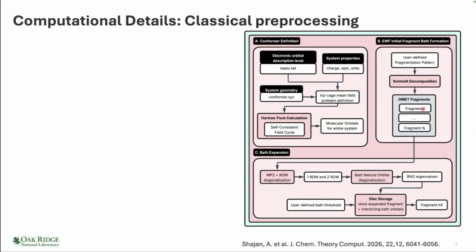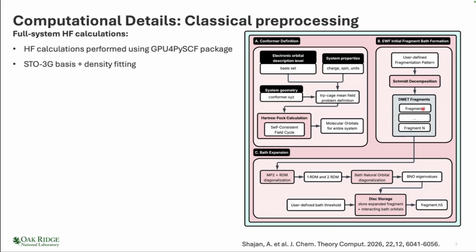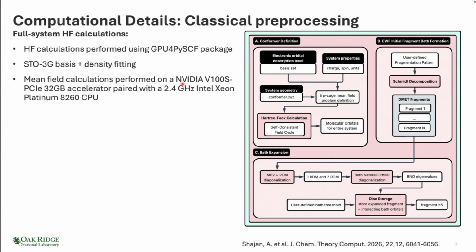So here's some more discussion of the starting of our algorithm, where again, we'll perform a full system Hartree-Fock calculation. They used the GPU for PySCF package with a minimal basis plus density fitting to make this rather large even mean field calculation feasible. This was performed on a GPU accelerator, and it took about 4 minutes per conformer.